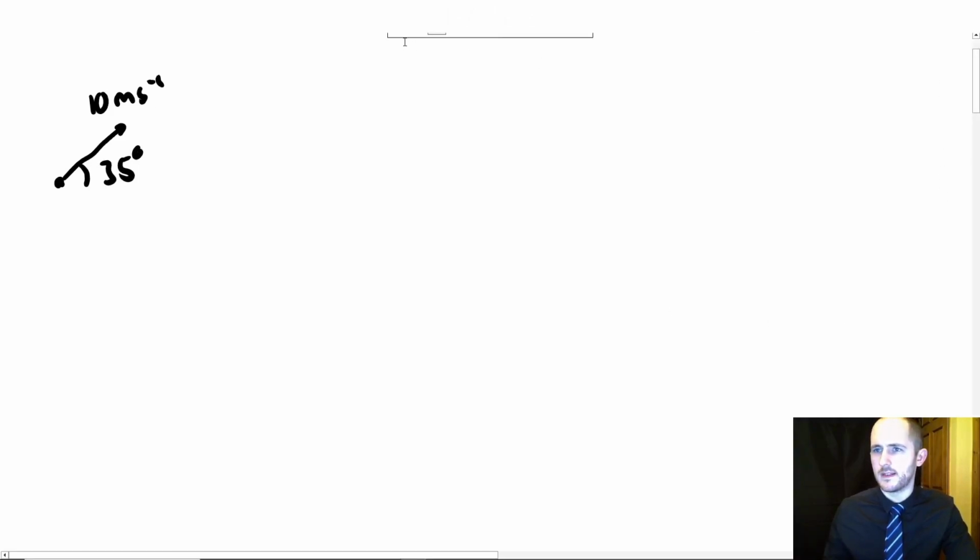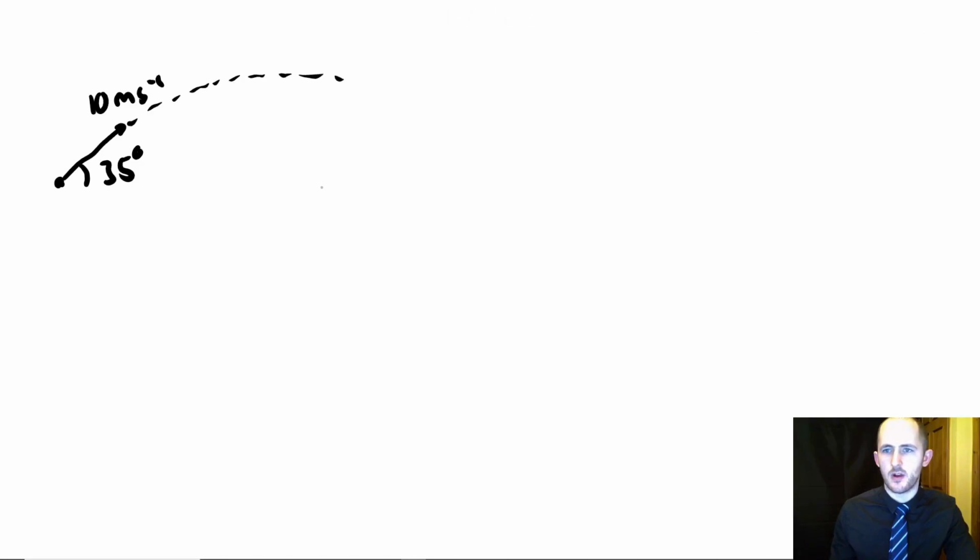So for example, let's say I have a ball over here and I'm going to give it an initial velocity of, let's say, 10 meters per second, and that is at an angle of, let's say, 35 degrees. Okay. So what we can do with that is, if I were to extend this, I can see that it's going to go in a massive arc and land somewhere over here. Okay.